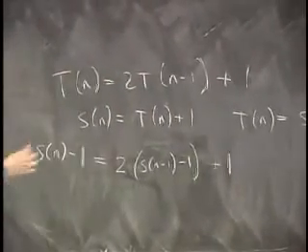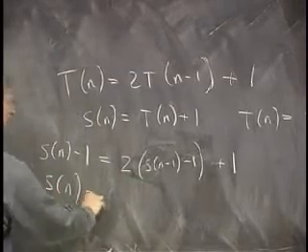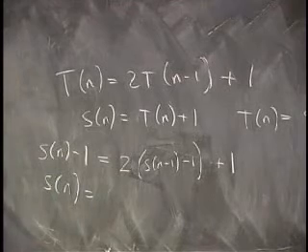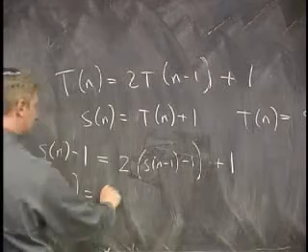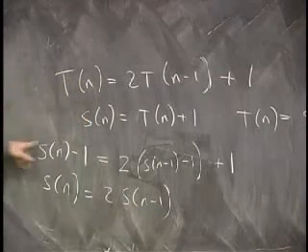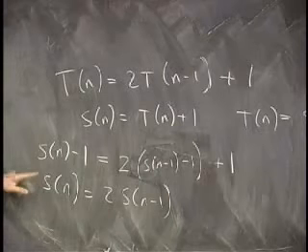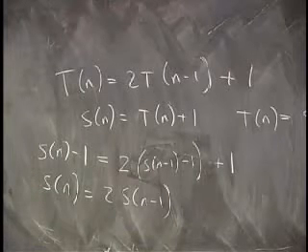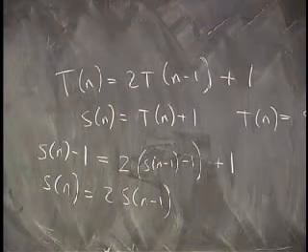Now let's fiddle with this a little. This is what you get: 2 times S of n minus 1. If you fiddle with this just a little bit, all the constants go away and you get the simplest recurrence equation you ever saw in your life. This is just like compound interest. This says that S of n is just twice the one before it. What's the solution to this if I say S of 1 equals 1?